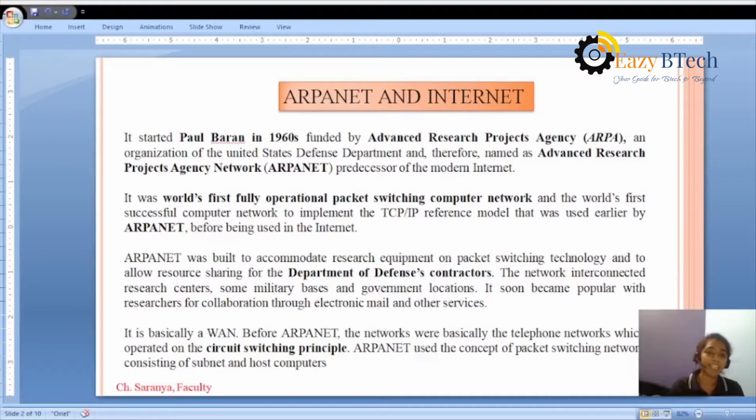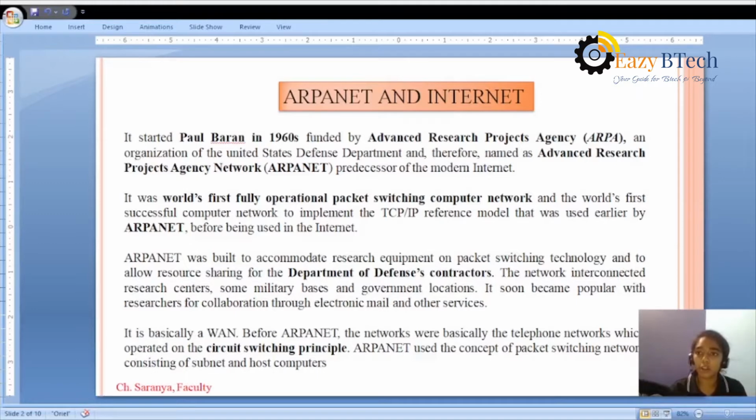I already mentioned this in the previous session on the TCP/IP reference model. The TCP/IP reference model was introduced in the 1960s, but it came into the internet in the 1990s. At that time, it worked in the ARPANET. Just remember that point. So what is meant by a packet switching computer network? What is the concept of packet switching? Let us discuss packet switching here.